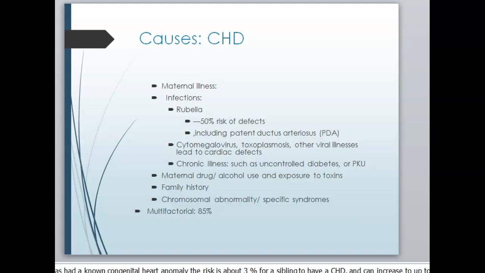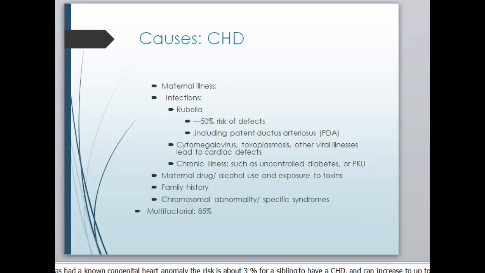Chronic illnesses, such as uncontrolled diabetes or PKU, which is phenylketonuria, maternal drug and alcohol use and exposure to toxins, familial history, chromosomal abnormalities and specific syndromes, and also multifactorial. There could be multiple things: they were exposed to some type of infection, had some type of chromosomal anomaly, maybe had some family history. One thing to note: if a parent or sibling has had a known congenital heart anomaly, the risk is about 3% for a sibling to have it, and can increase to up to 10% in siblings for hypoplastic heart disease.